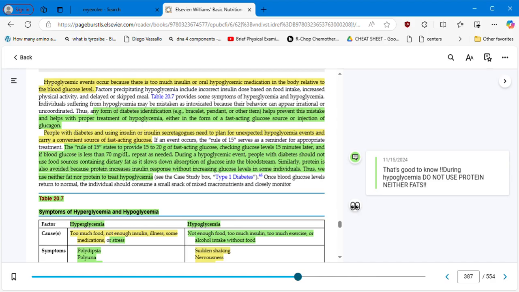So any form of diabetes medication, diabetic identification is required. Bracelets, pendants, or other items help prevent these mistakes and help with proper treatment of hypoglycemia, right? Because sometimes we don't know the status of the patient, but if we can identify that the patient is diabetic, we can basically treat based on the symptoms.